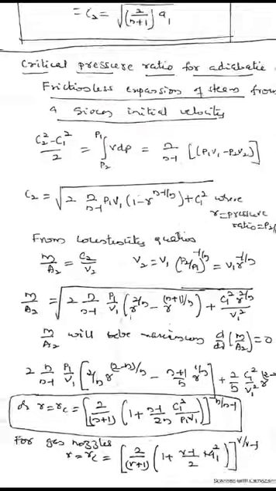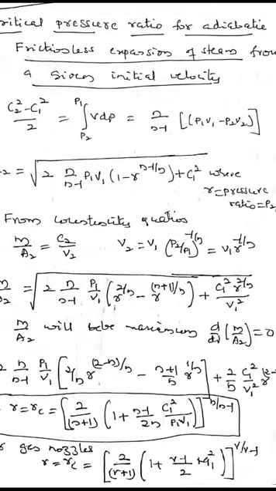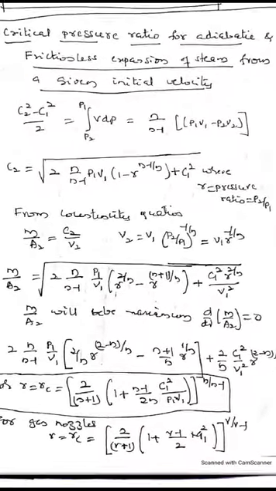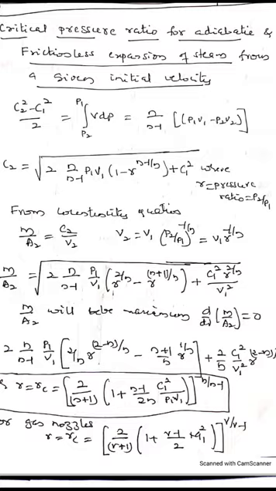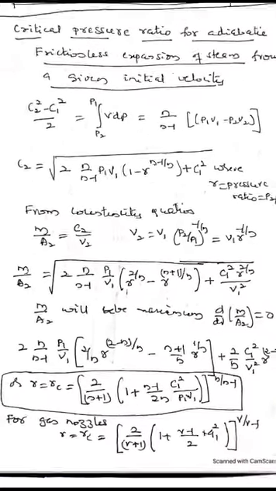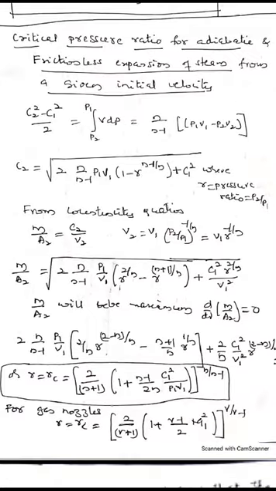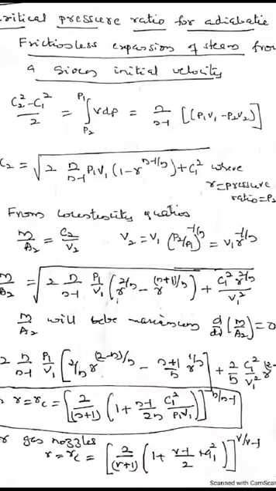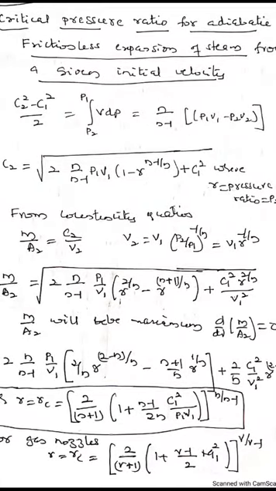Next derivation: critical pressure ratio for adiabatic and frictionless expansion of steam from a given initial velocity. The critical pressure ratio we have already derived earlier. While deriving the critical pressure ratio in the last class, we neglected the initial steam velocity. Now, what is the critical pressure ratio considering the initial velocity of steam?